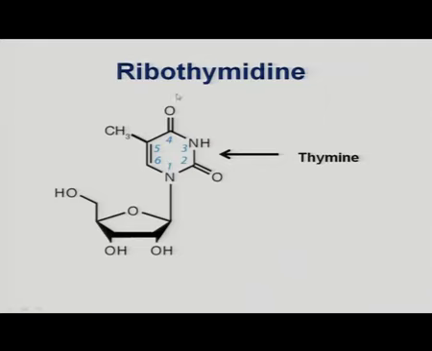The next uncommon nucleotide is ribothymidine. In place of uracil, the thymine nitrogenous base gets attached with the sugar and they form ribothymidine, which is found in RNA.